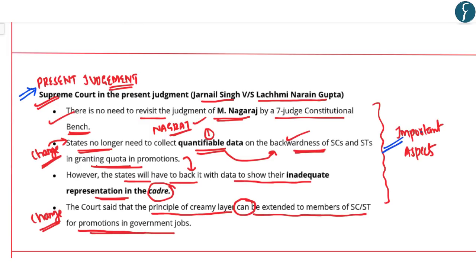Now these are the important aspects which will be required to know with respect to the recent judgment of the Supreme Court with respect to reservation in promotion for SCs and STs. With this, we have come to the end of today's discussion.